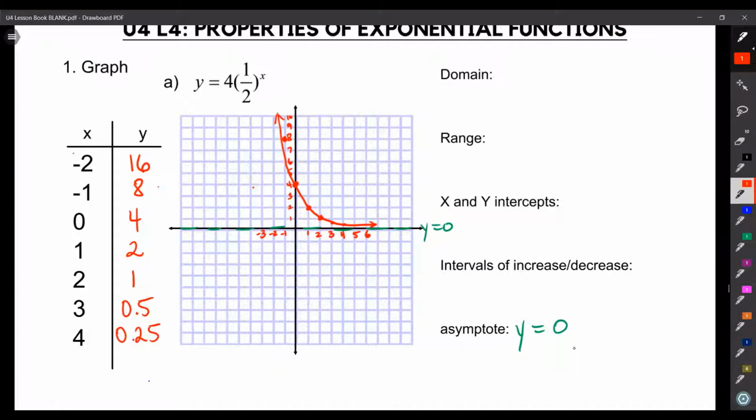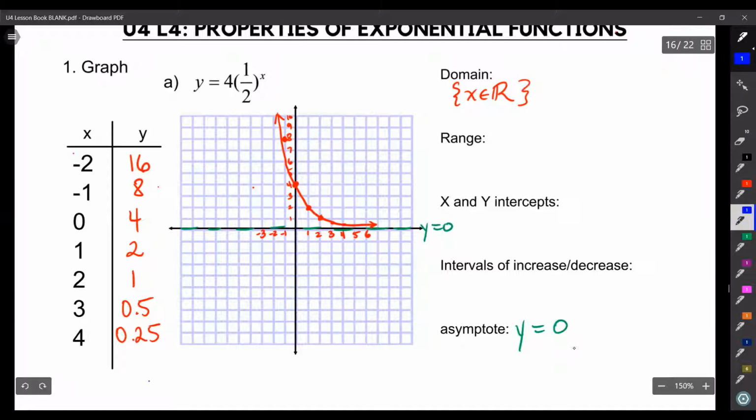Okay, so when we think about domain here, this is going forever toward the right, and it's also getting wider toward the left forever as well. So there's no restrictions on the domain of this function. However, for the range, we only want positive values, and we don't want our range to be equal to 0 either. So we're going to say all real numbers, but y must be greater than but not equal to 0, because it can't cross or touch the asymptote here. So all positive values greater than 0.